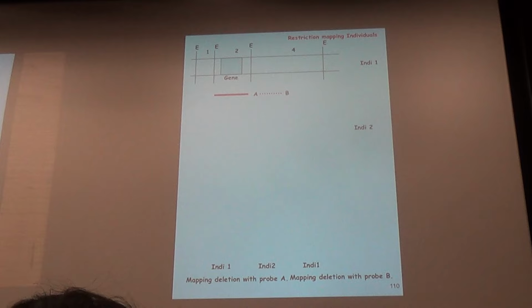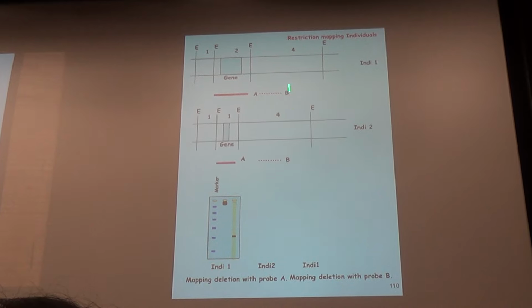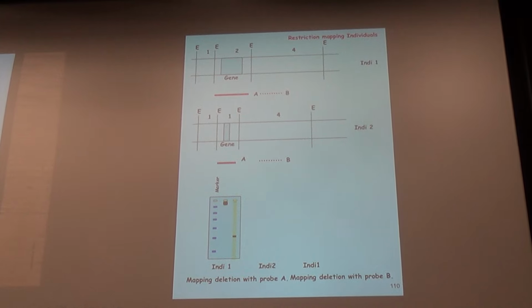So, some more analysis of this. Let's take individual 1. Here is the probe, probe A. There's a second probe, probe B, that matches this 4 kb fragment. Individual 1 gives a specific band that's 2,000 base pairs long. Now, individual 2, using this probe, I get a band that's only 1,000 base pairs long. What does that tell us about this region of DNA in individual 2 versus individual 1?